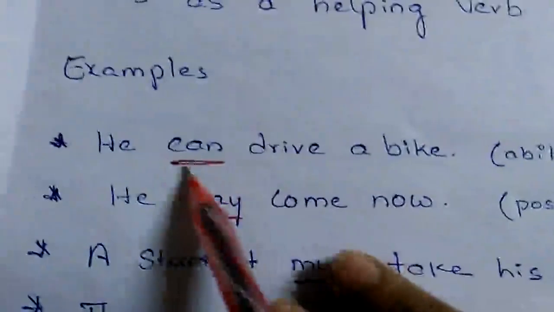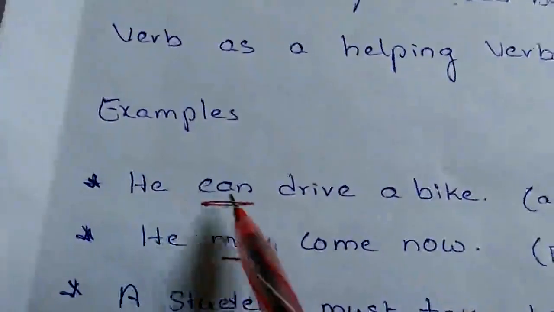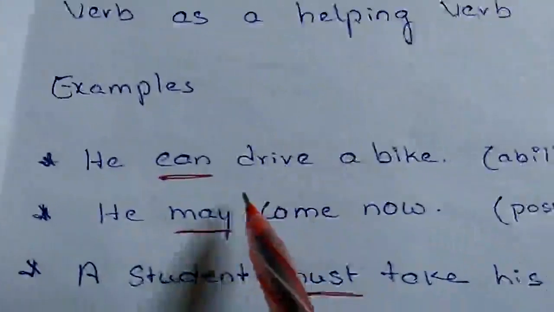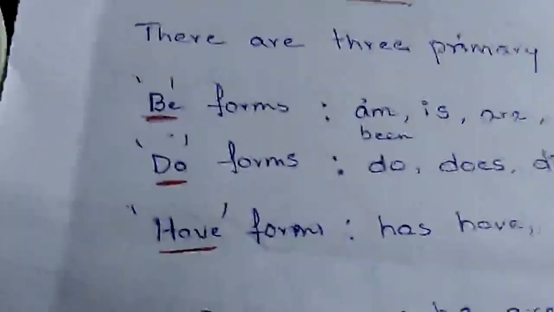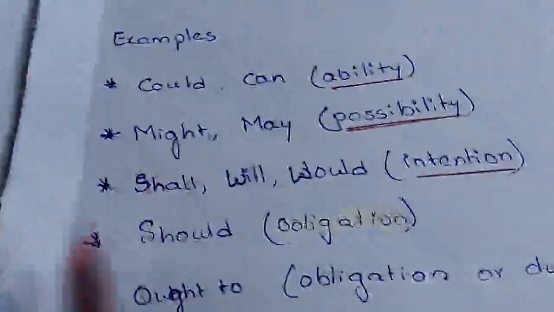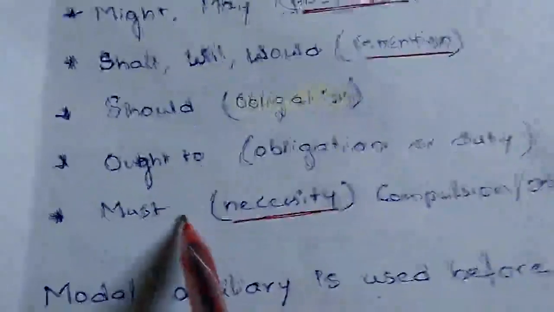When you read a sentence which consists of a modal auxiliary, we can draw some information about the situation or about the person, what exactly is happening or what it is telling about. So this is all about the auxiliary verbs. Of course, we have two types of auxiliary verbs. One is primary auxiliary, the second is modal auxiliary. Examples of primary auxiliary: be forms, do forms, and have forms. And examples of modal auxiliaries are could, can, might, may, shall, will, would, should, ought to, must.